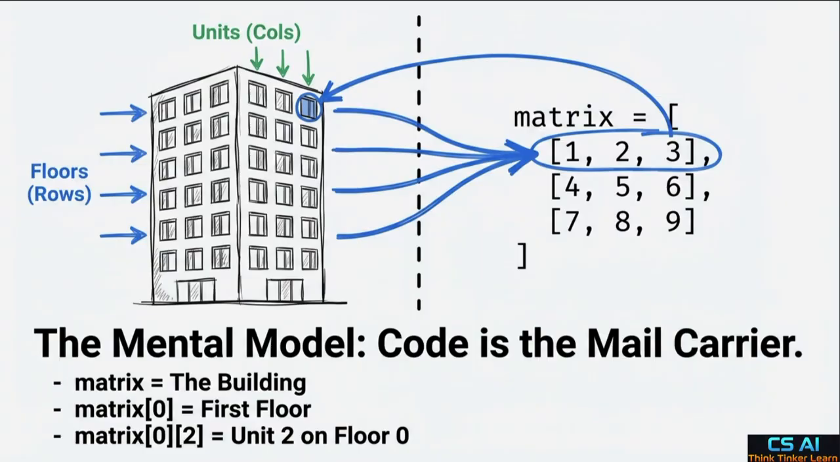Why is this analogy so powerful? Because it makes the index out of bounds error very intuitive. You can't go to floor 5 if the building only has 4 floors, and you can't look for unit 10 if there are only 3 apartments in a row. In your code, the outer loop moves the elevator between floors, and the inner loop has you walking down the hallway to each unit. If you keep this building model in your head, you'll never get your rows and columns swapped again.